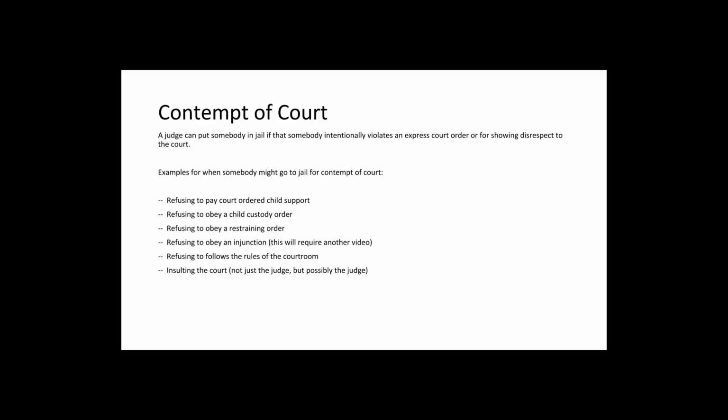So to sum up contempt of court, it is an accusation that a person has intentionally violated a court order or shown disrespect to the court. It can be punished by jail time, and so it is sometimes called criminal contempt. But contempt of court does not have to be filed by a prosecutor, by the police, or by a grand jury, so it is not a truly criminal proceeding.